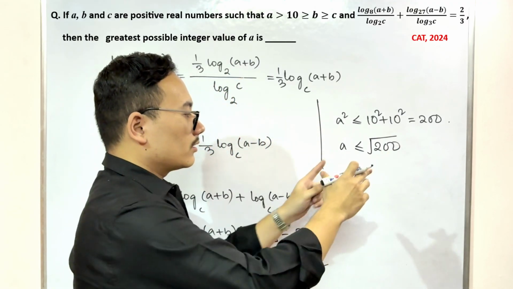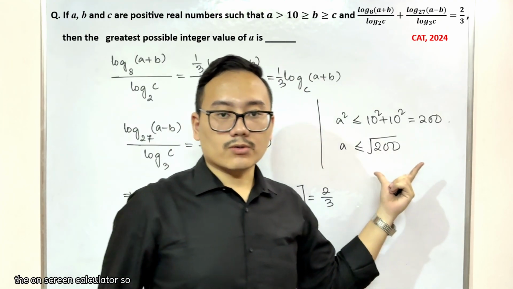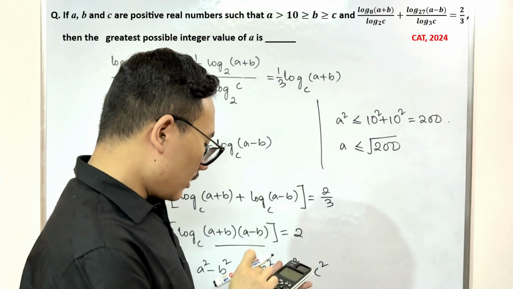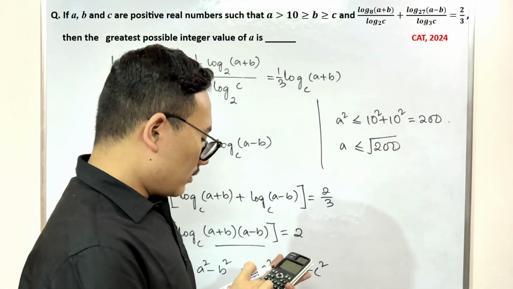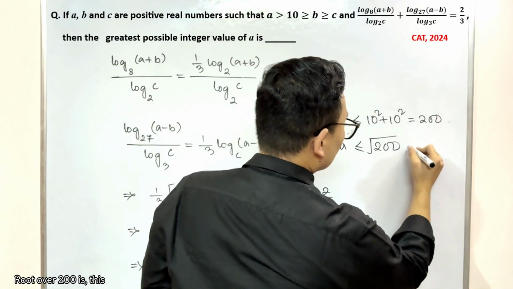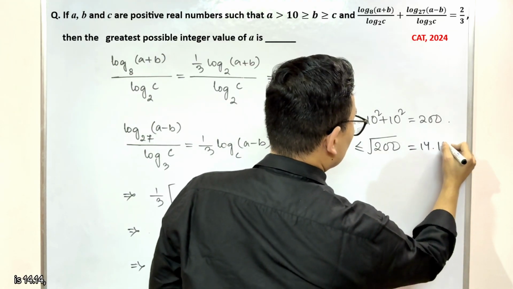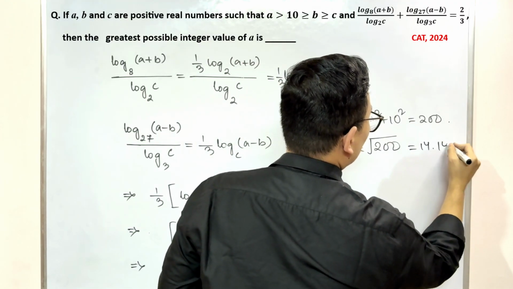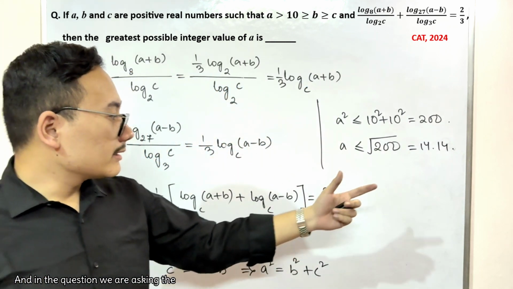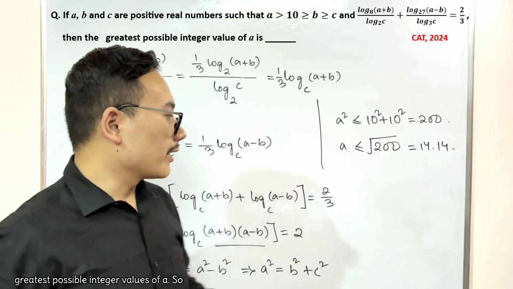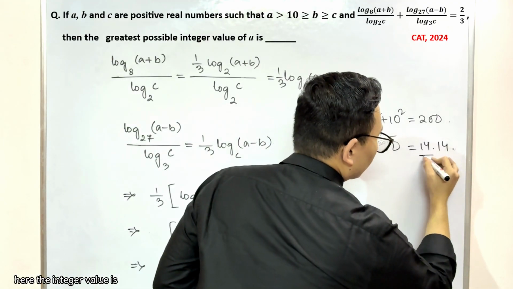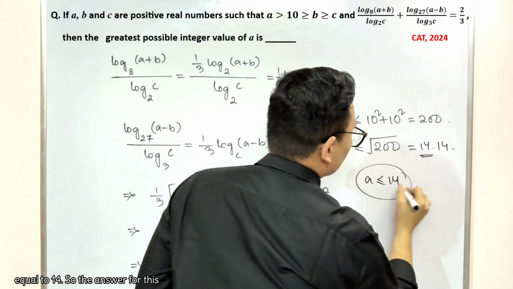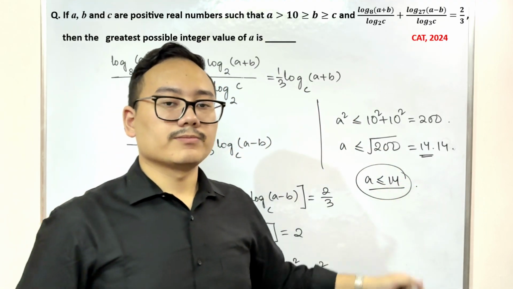To find the square root of 200, you can use the on-screen calculator. Root over 200 is 14.14. And in the question, we are asked for the greatest possible integer value of a. So here the integer value is 14. So a must be less than or equal to 14. So the answer for this question is 14.